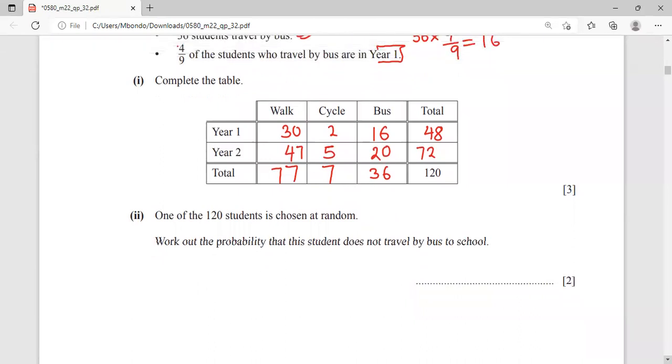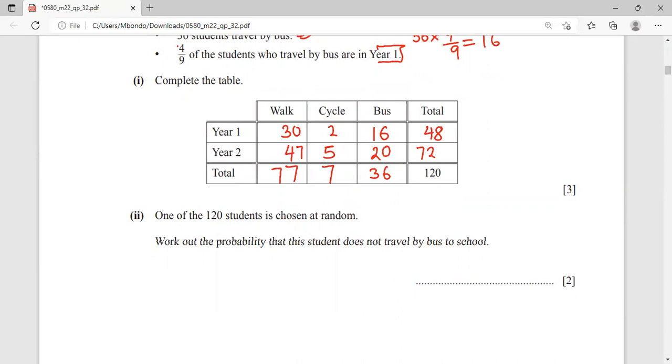Okay. Then now, one of the 120 students is chosen at random. Work out the probability that this student does not travel by bus to school. Okay? Work out the probability that this student does not travel by bus to school.